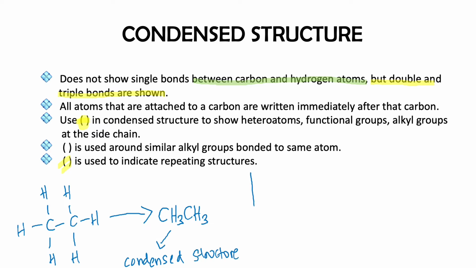Kita ambil satu contoh lagi. Madam guna contoh yang sama juga macam tadi, CH3 C double bond OH. So condensed structure dia adalah CH3COOH.